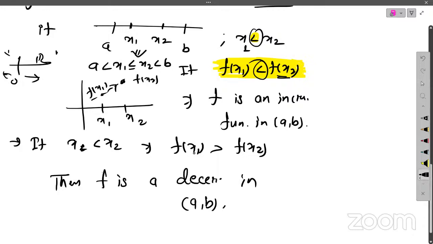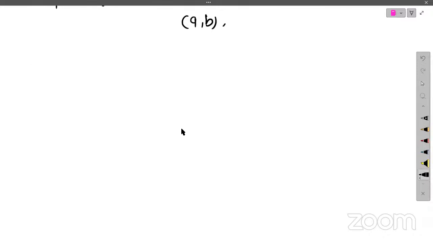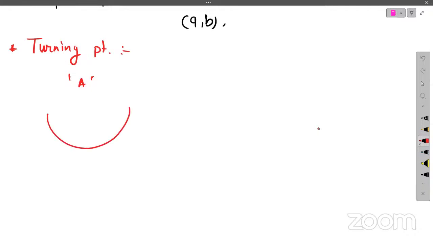Now, using this increasing and decreasing function, we can actually define what we understand by turning points. So what is the definition of a turning point? A turning point is that point around which, on the left hand side, the functional value is either increasing or decreasing, and over the right hand side the converse is happening. So we have two scenarios. Suppose the first scenario is this. Such kind of behavior is there.